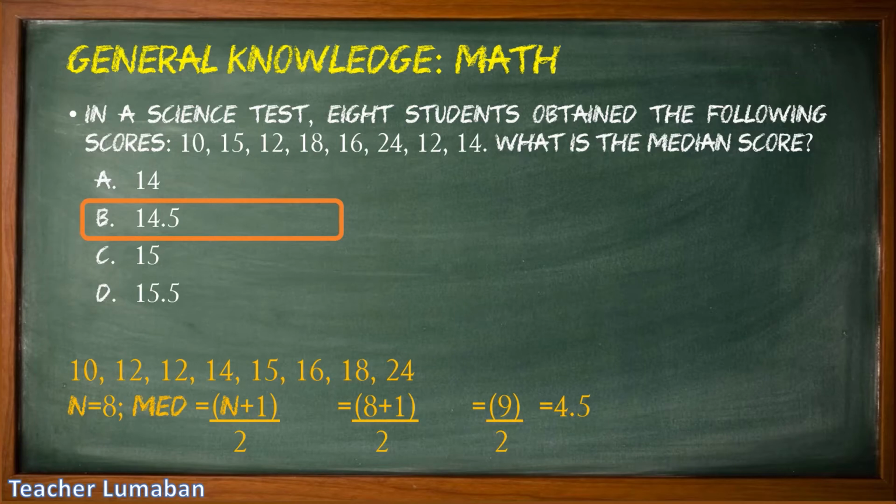Arrange the scores in ascending or descending order: 10, 12, 12, 14, 15, 16, 18, 24. N equals 8 because there are 8 scores. The median equals N plus 1 over 2, which means 8 plus 1 over 2, that equals 9 over 2, which is equivalent to 4.5. Count the numbers from the start and stop at the 4.5th number, which is 14.5 because it is in the middle of 14 and 15.